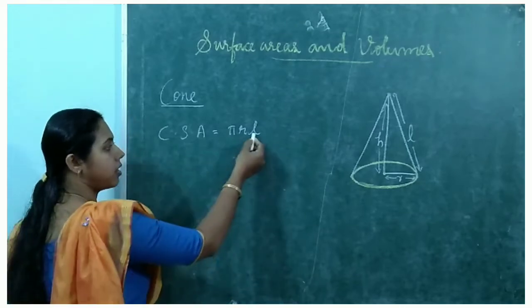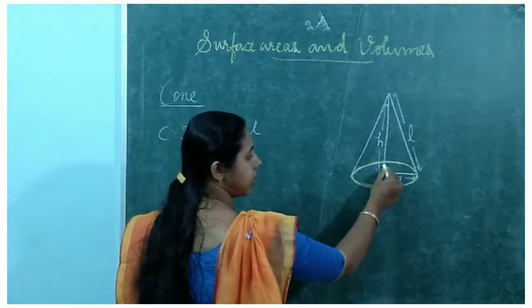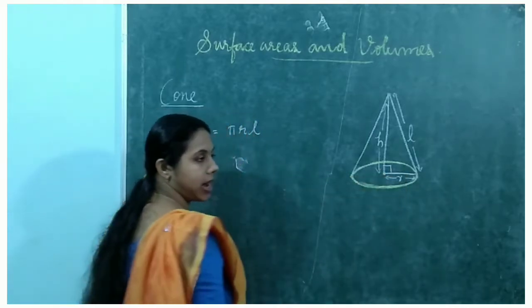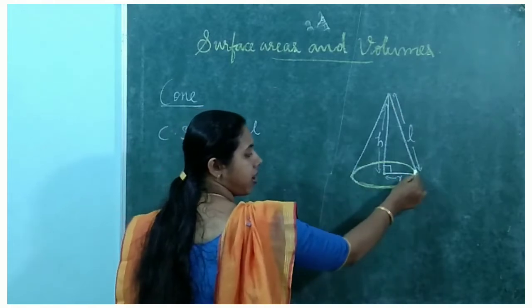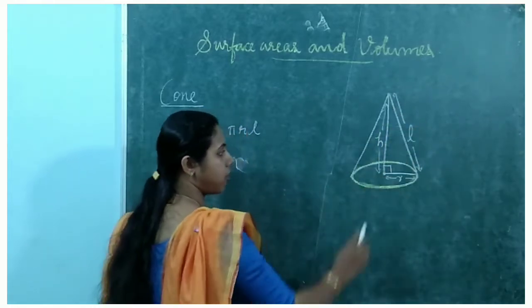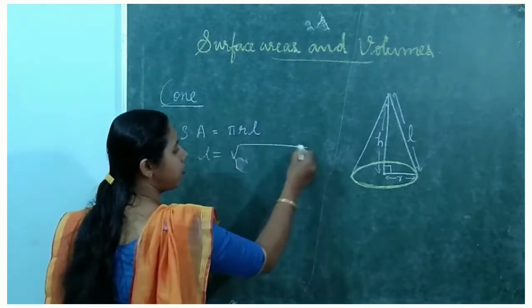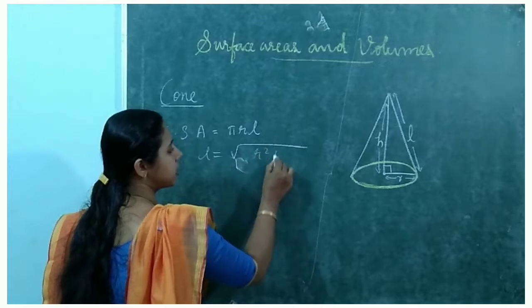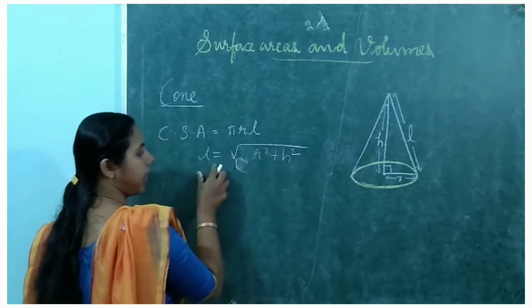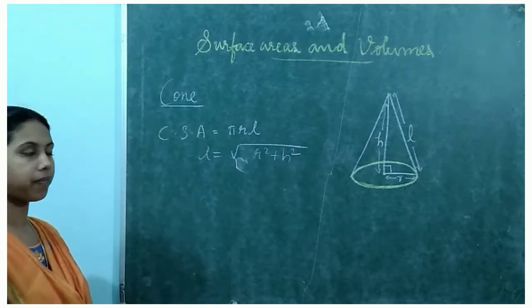And what is the formula we are using to find the slant height? We know that this is the right circular cone, so this angle is 90 degrees, so this is a right triangle, and this is the base, altitude, and this is the hypotenuse. So hypotenuse is equal to square root of base square plus altitude square. So l is equal to square root of r square plus h square.